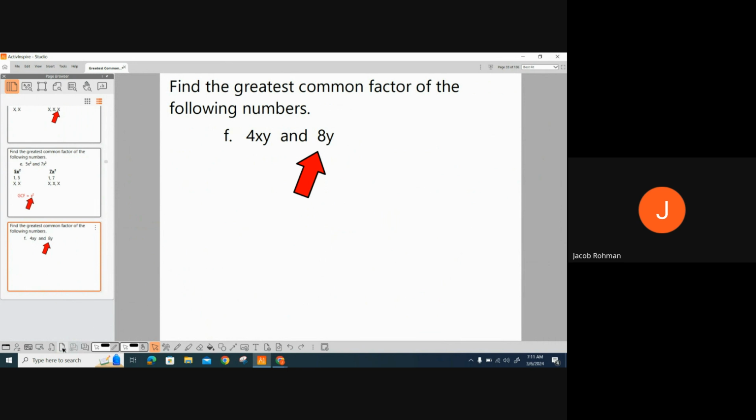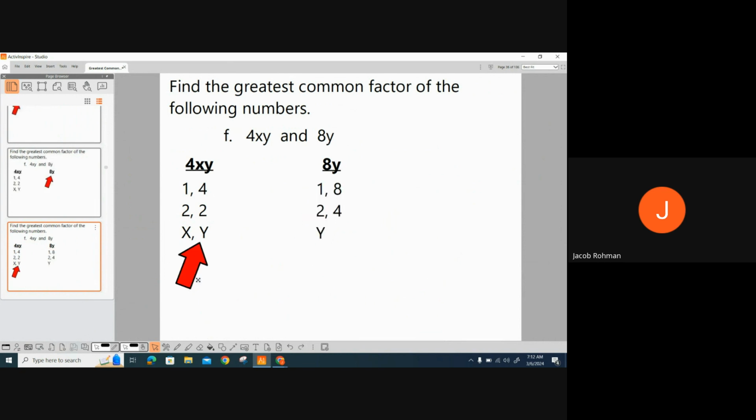In letter F, again, we're going to list out the factors of each. For 4xy, you could say 1 times 4, 2 times 2, and then x and y. For 8y, you could say 1 times 8, 2 times 2, and then just y. So here we know they share a common 4, and they share a common factor of y. So we would call this GCF 4y.